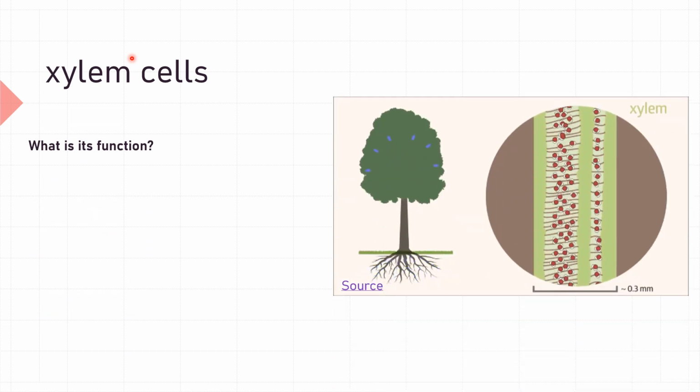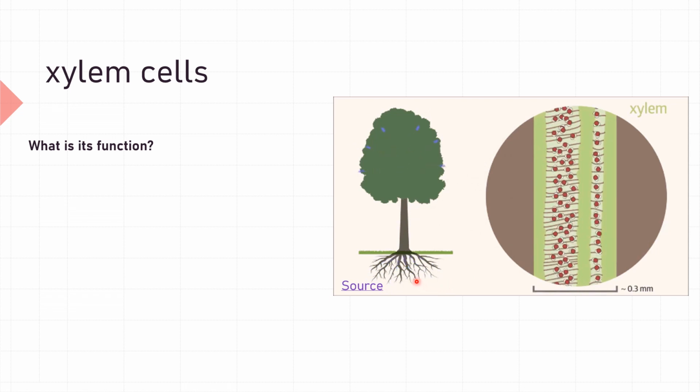So xylem cells: first you need to know the function. Second, you need to know where they are actually in plants, so that you can understand the function and everything else. So, let's say this is one tree. These are roots. Something is going in, if you see how the arrows are pointing. We already mentioned that the function of the roots is to take in water and different minerals.